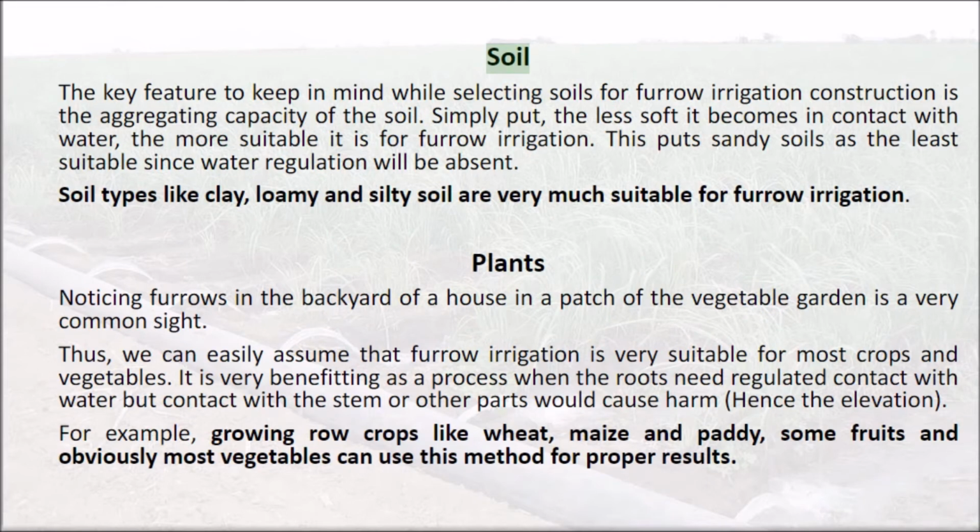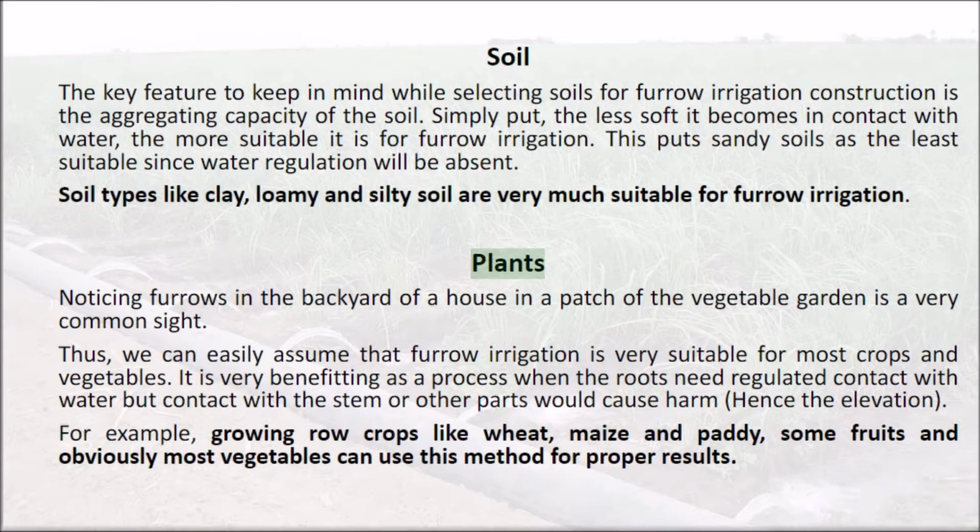Soil. The key feature to keep in mind while selecting soils for furrow irrigation construction is the aggregating capacity of the soil. Simply put, the less soft it becomes in contact with water, the more suitable it is for furrow irrigation. This puts sandy soils as the least suitable since water regulation will be absent. Soil types like clay, loamy and silty soil are very much suitable for furrow irrigation.